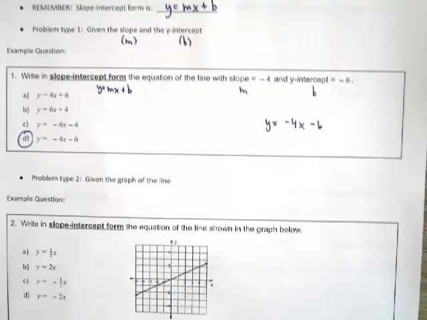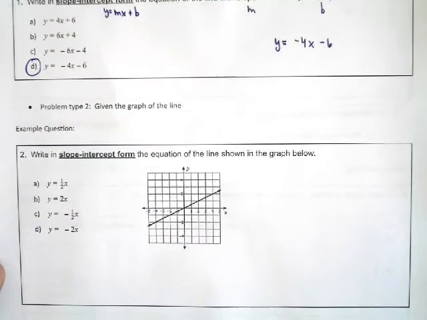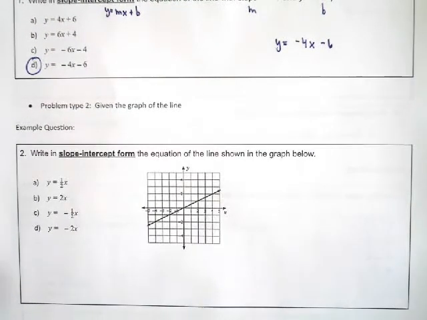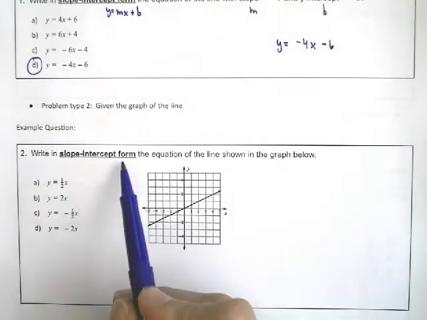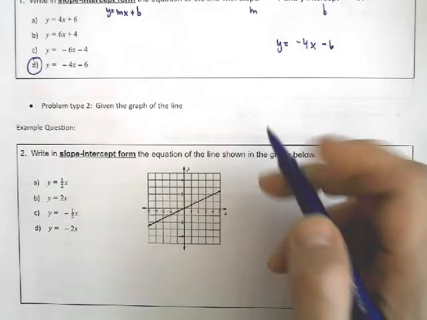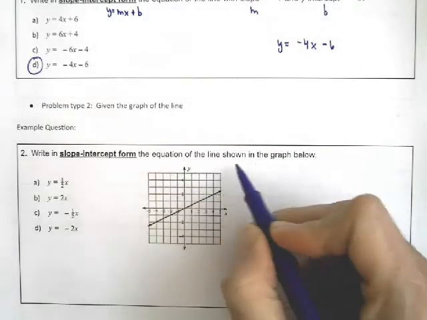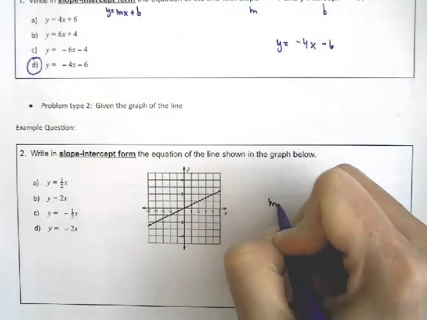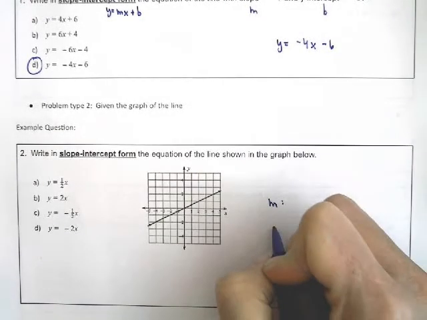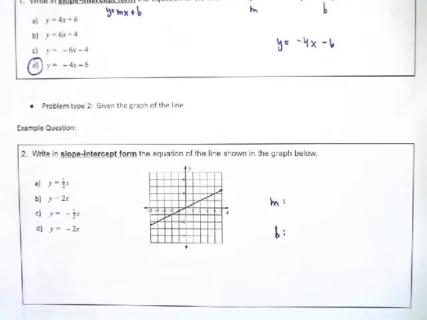The second type of problem we did was when we were given the graph of the line. So for example, the question is to write in slope-intercept form. That's always going to be the form we're looking for. We want the equation of the line that's shown in the graph below. So now I need two things. I need m and I need a b. And once I get those two things from the graph, then I can write my equation.